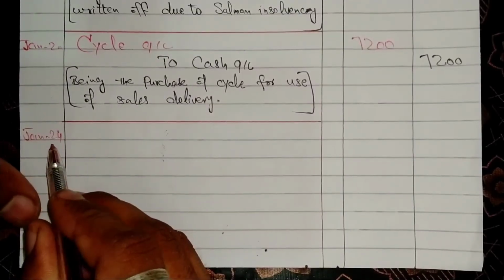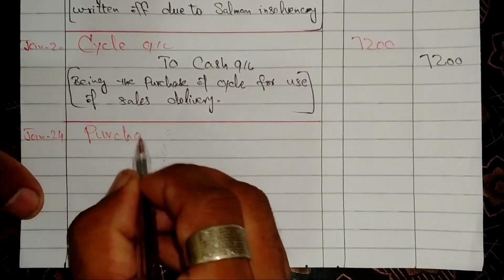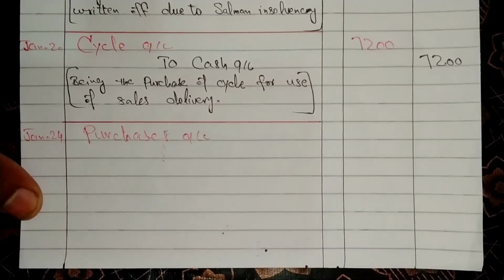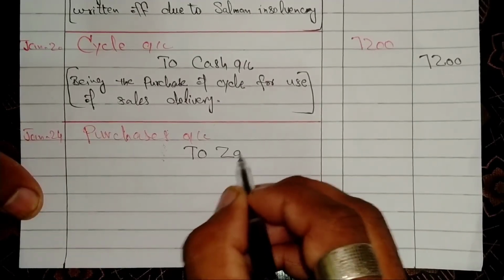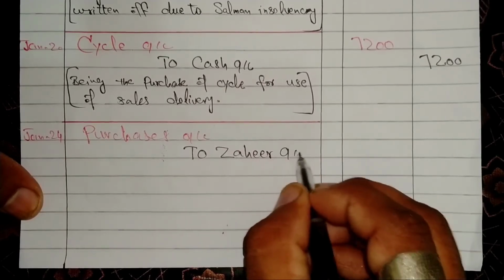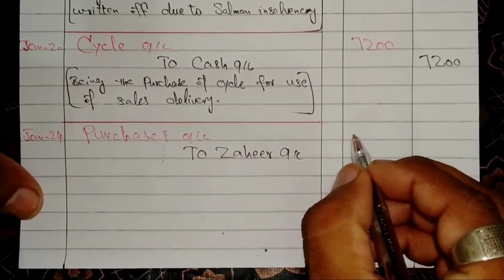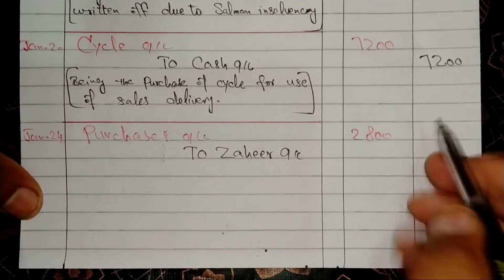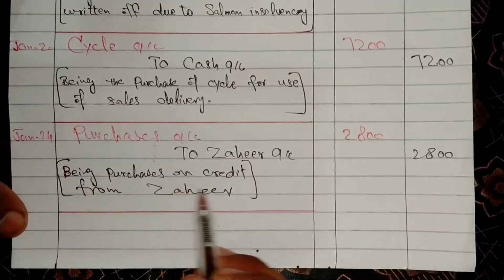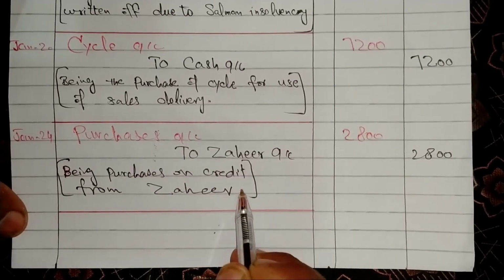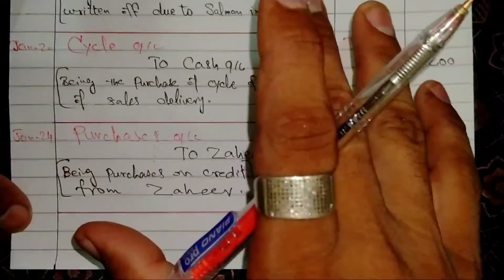Jan 24, purchases account debit to Zahir account credit, because purchases on credit, $2,800 and $2,800, with description, being purchases on credit from Zahir with amount $2,800. This is the first impact of this transaction.